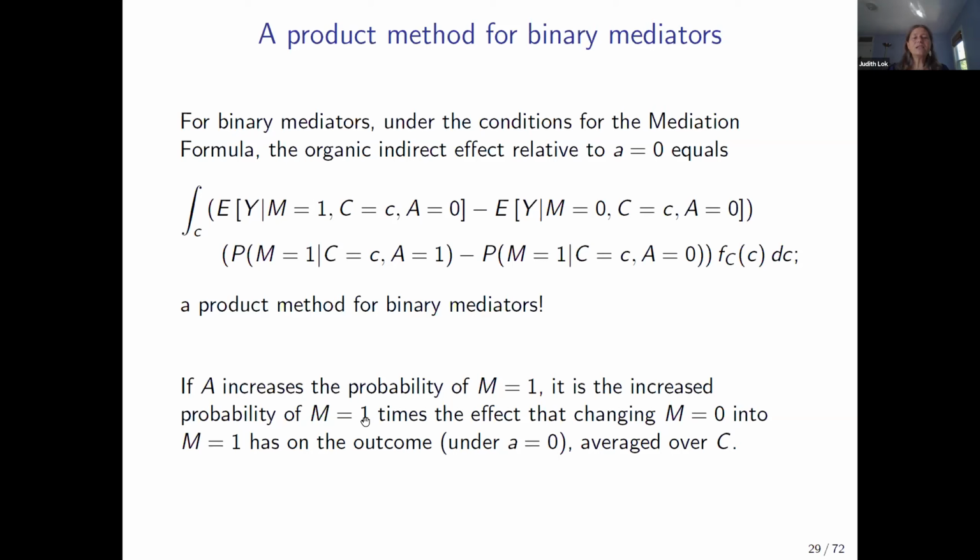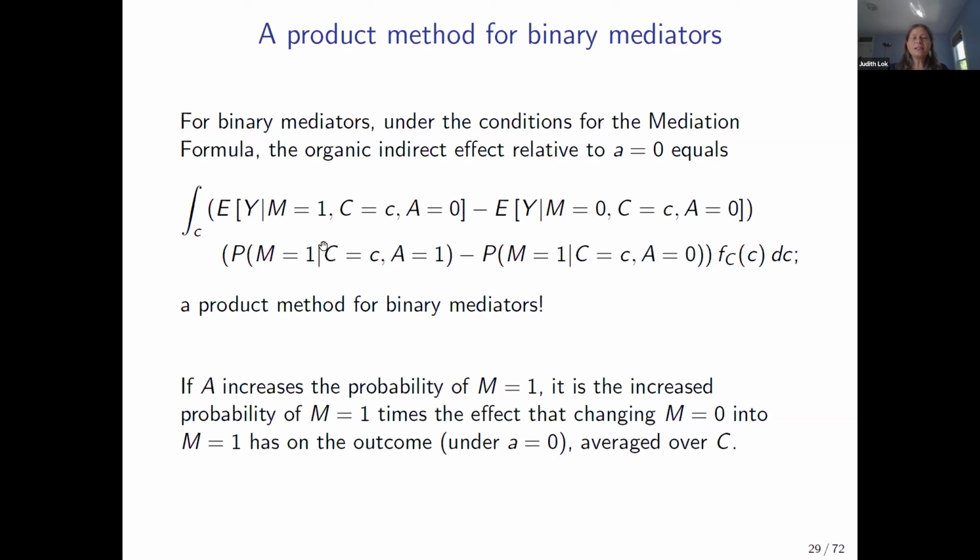If A increases the probability of M equal to 1, the organic indirect effect relative to A equal to 0 is the increased probability that we have M equal to 1 times the effect that changing from M equal to 0 to M equal to 1 has on the outcome. And that's averaged over C.